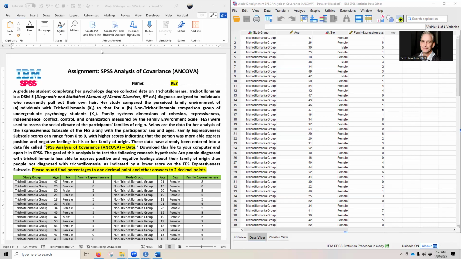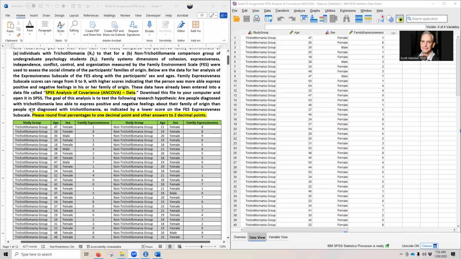So, going through the process, we got two groups. We got a trichotillomania group, and we got another group that is non-trichotillomania, which consisted of undergraduate students at the university. And she was looking specifically at family expressiveness. The goal: are people diagnosed with trichotillomania less able to express positive, negative feelings about their family of origin than people not diagnosed with trichotillomania, as indicated by a lower score on the FES expressiveness subscale? So let's see what we can find out.